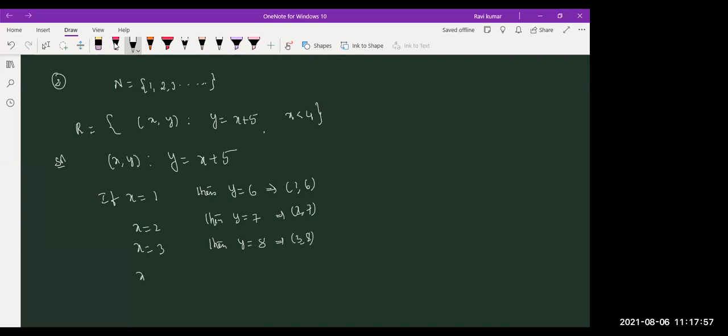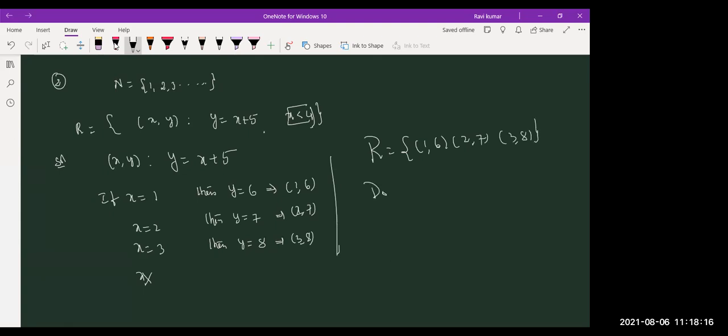X we can't take 4. Can I take 4? No, we can't take, because the given x is less than 4. Now the relation has the pairs 1 comma 6, 2 comma 7, and 3 comma 8.